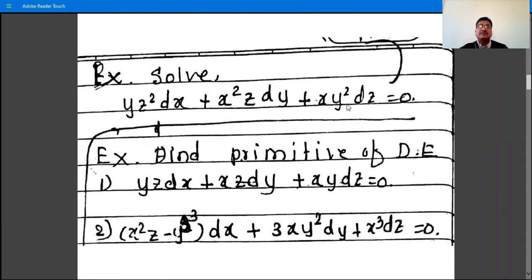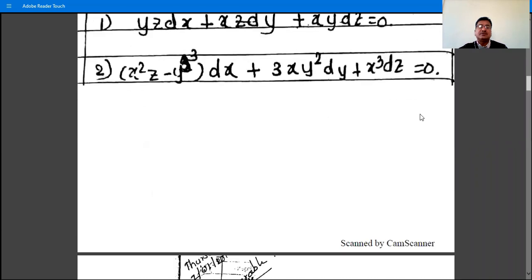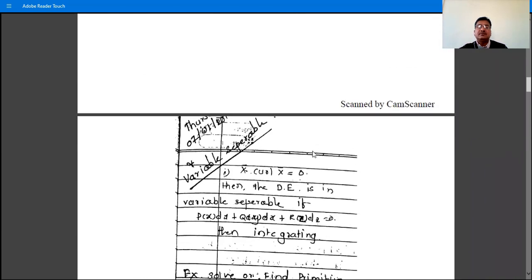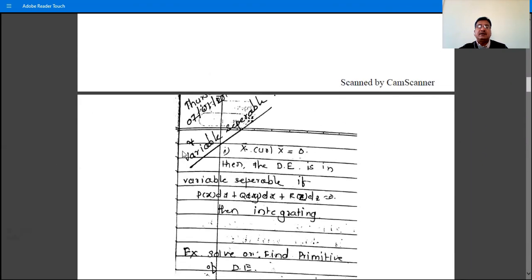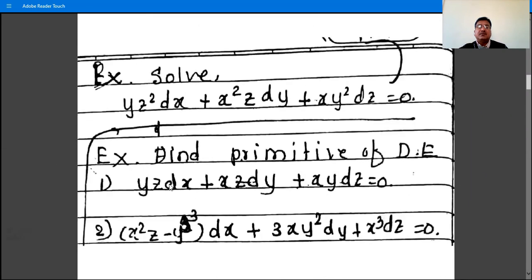Next problem is yz square dx plus x square z dy plus x y square dz equal to 0. So what is its solution? These are the problems for homework. And then, yz dx plus xz dy plus xy dz is equal to 0.